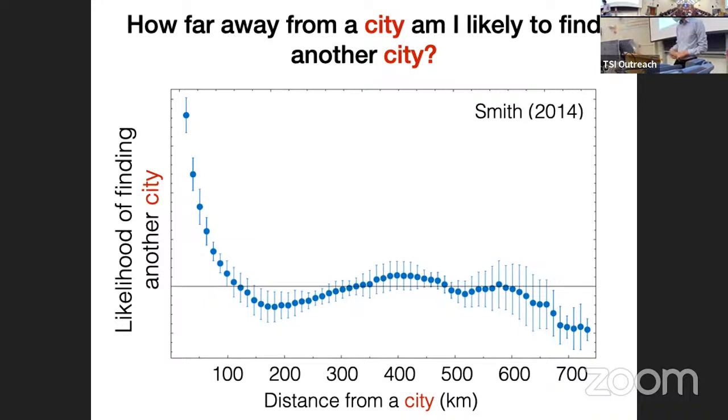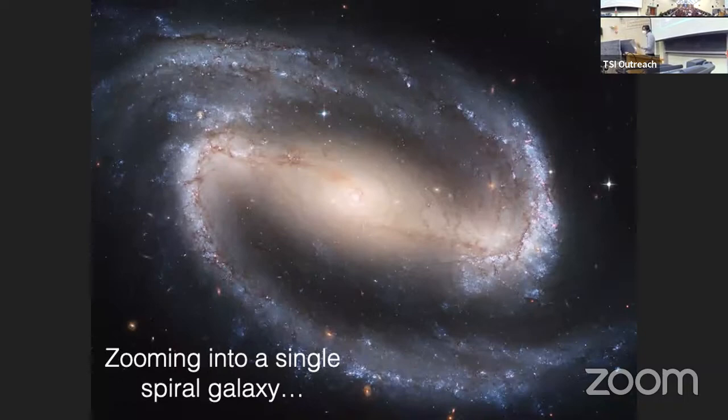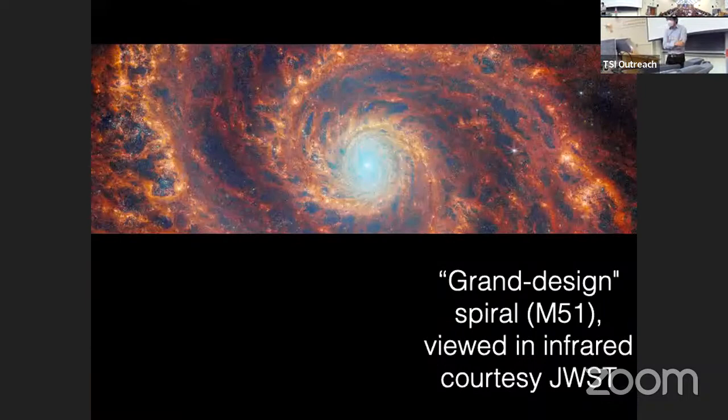Zooming in a little bit, instead of thinking about these galaxies as dots, let's see some other similarities when we look at an individual galaxy. All right, so here's a spiral galaxy. And I can't resist showing you this amazing picture. Came out a few days ago, taken by the James Webb Space Telescope, where you really see all these lovely spiral arms.